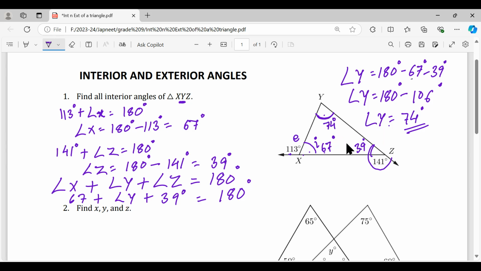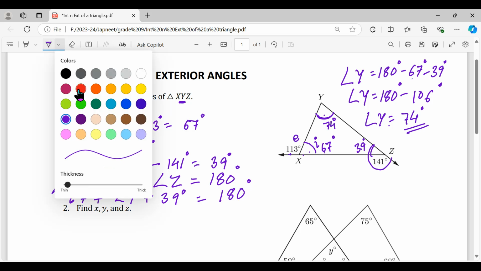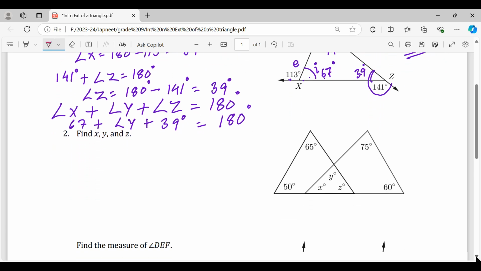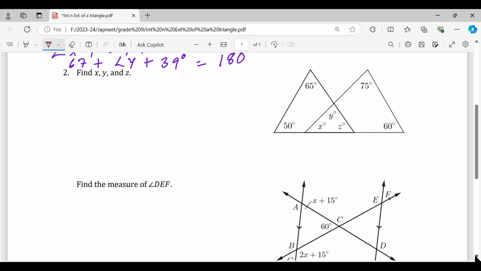Yeah, you have to remember the theorem. You can see theorems related to triangles in my another video. I will share the link for that also. So watch it there. Now let's look at this question.